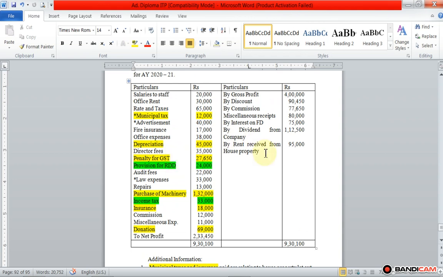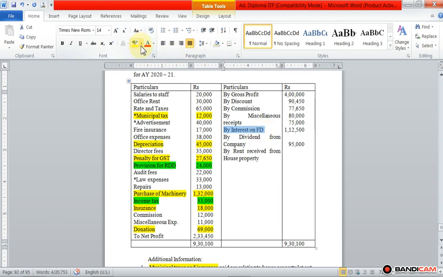Now we read the credit side of the profit and loss account and find the incomes earned from other sources. Here gross profit is 4 lakh. By discount, it is an income of the company. By commission, income of the company. By miscellaneous receipts, also income of the company. By interest on FD, 1 lakh 12,500, it is income from other sources of the company.